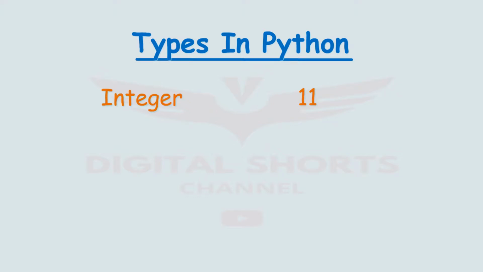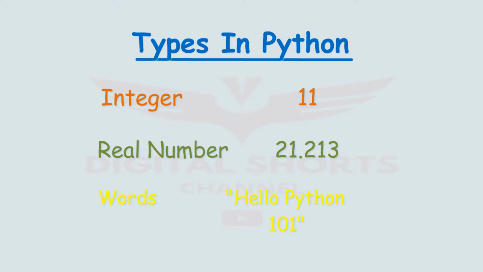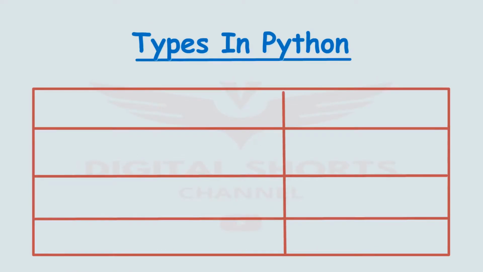They can be integers like 11, real numbers like 21.213. They can even be words. Integers, real numbers, and words can be expressed as different data types. The following chart summarizes 3 data types for the last examples.